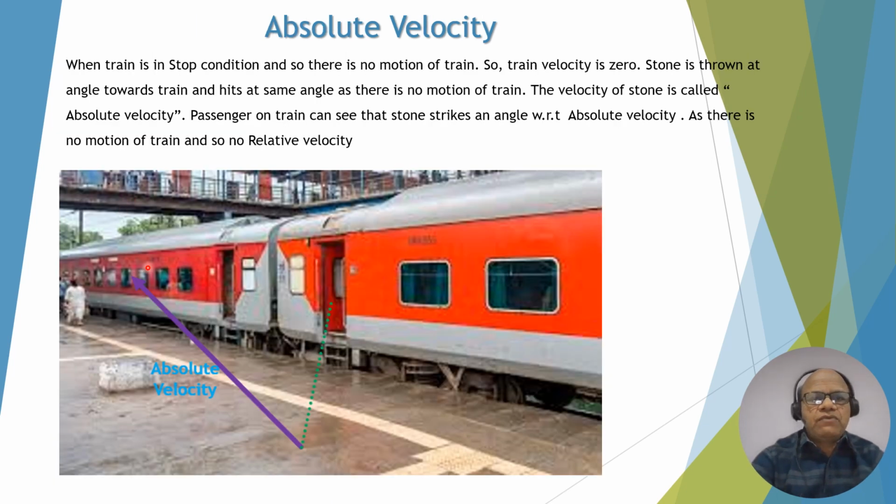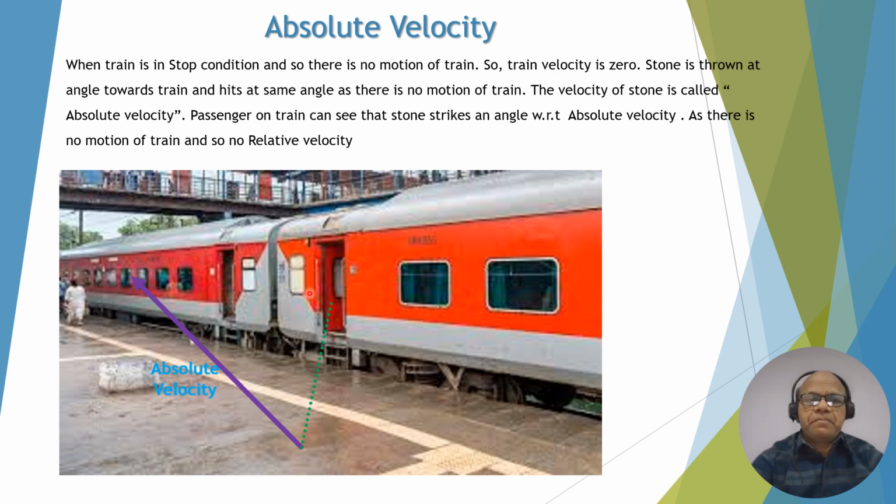Now take the case of a train. Let's say the train is in a stopped condition, in a station. So there is no motion of the train. The train velocity is 0 now. A stone is thrown here at an angle towards the train. Let's say this is theta, at which it is thrown here. The velocity of the stone is called the absolute velocity. And since there is no movement of the train, it is called the absolute velocity.